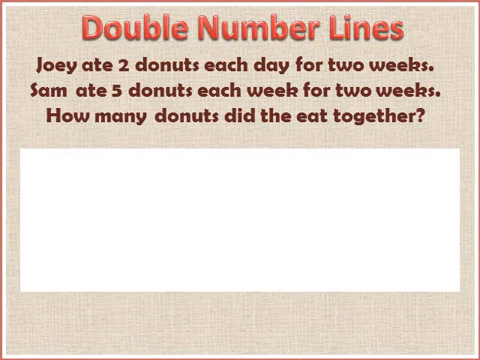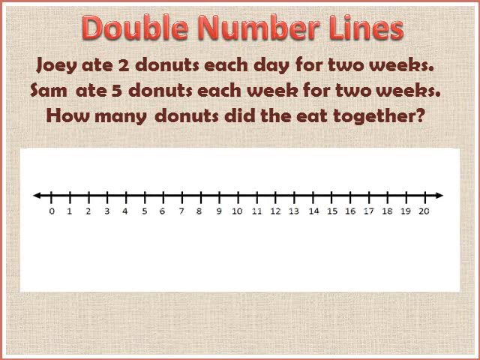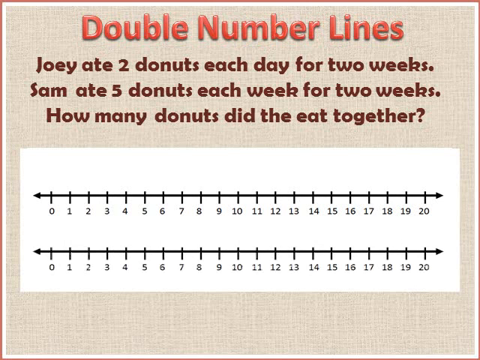Another way to use the number line is to think about double number lines. For example, if you are looking at problems that have two different students in them, you might want to have a separate number line for each student. This problem here says Joey ate 2 donuts each day for 2 weeks, and Sam ate 5 donuts each week for 2 weeks. So how many donuts do they eat together?